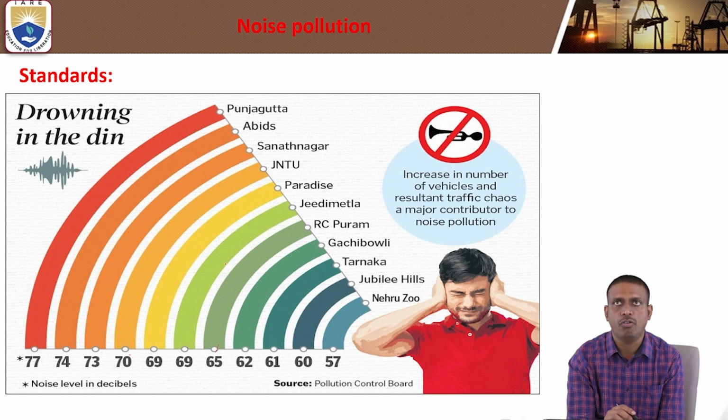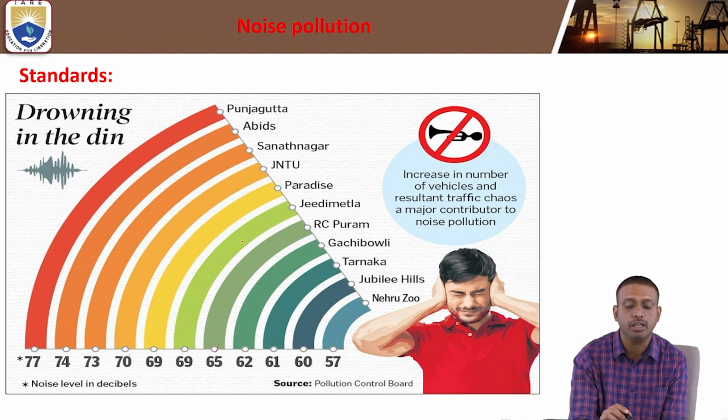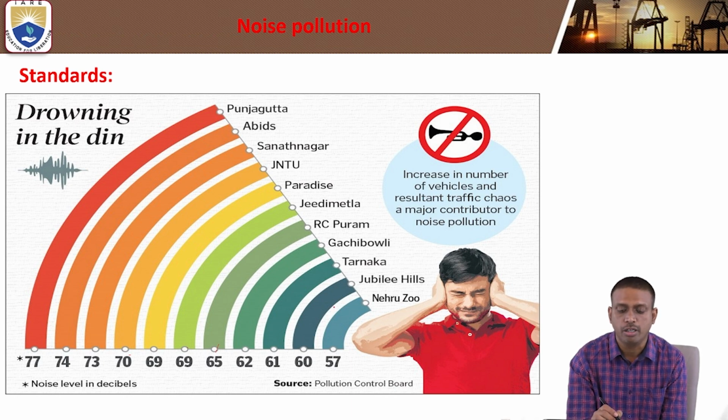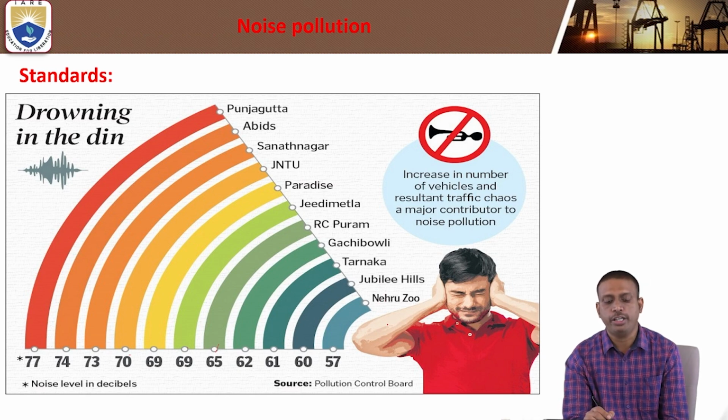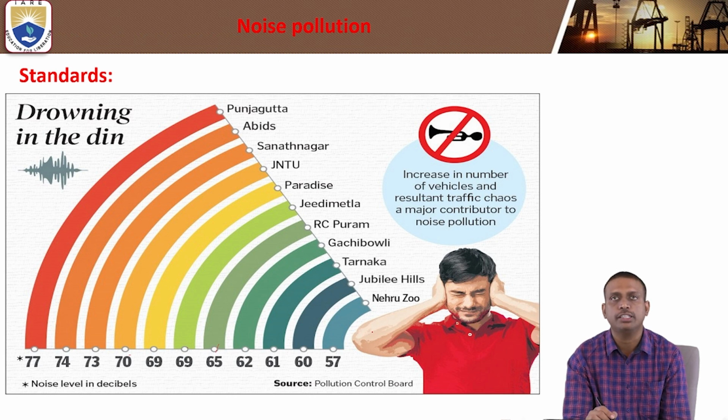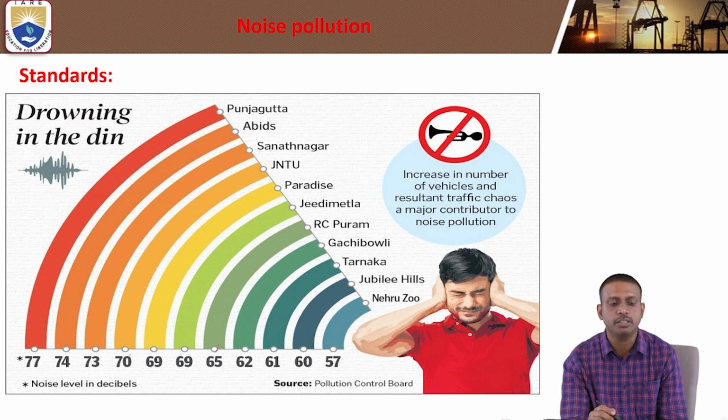These are the standards given by the Hyderabad noise pollution control board, with the different sound levels. Nehru Zoo Park is 57, Jubilee Hills 60 decibels, Tarnaka 61, Gachibowli 62, RC Puram 65, GD Metla 69, Paradise 69, JNTU 70, Sanath Nagar 73, Abids 74, Panjagutta. All these are some of the standard sounds produced in Hyderabad.